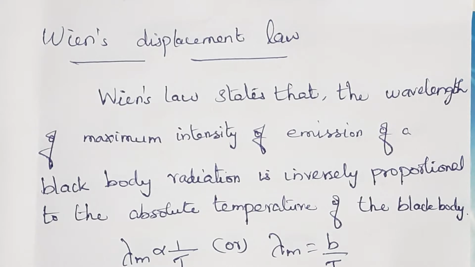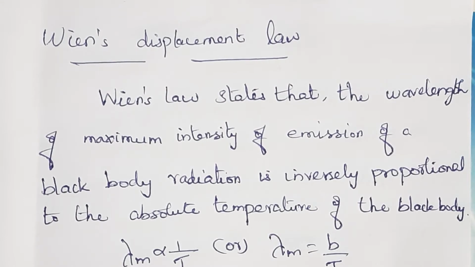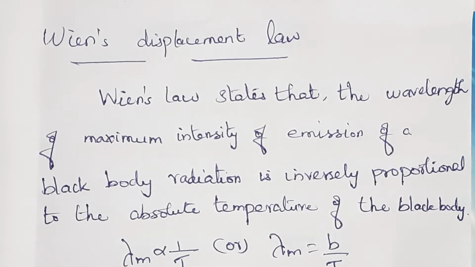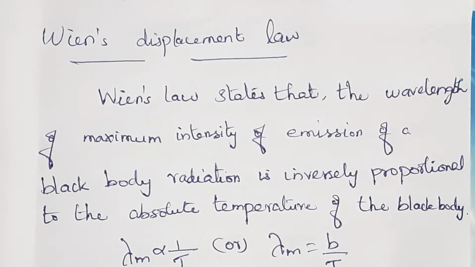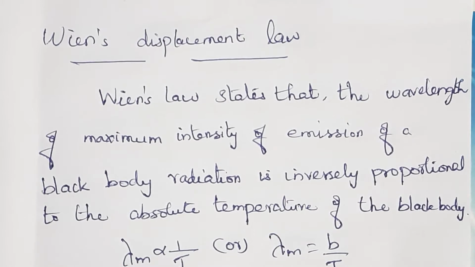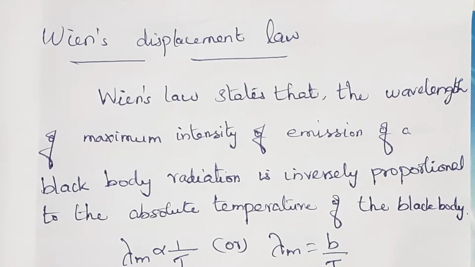The next law is Wien's displacement law. Actually, it relates the wavelength and temperature. In this universe, all objects emit radiation. The wavelength of these radiations depends on the temperature. The wavelength of the radiation, the distance of that radiation, depends on the absolute temperature.